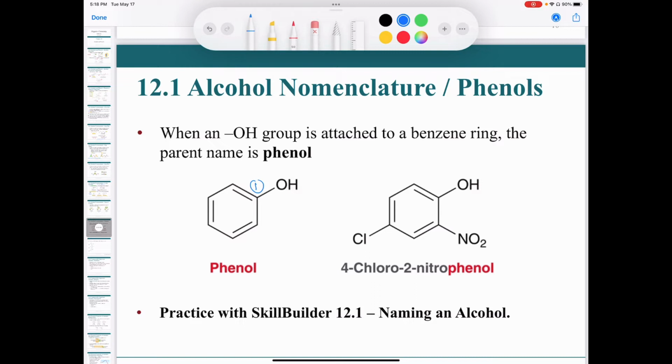If you take a look at the carbon that the hydroxyl is attached to in this compound here, the reason we start numbering in a clockwise fashion is because we give the nitro a 2 as a locant, and we give the chloro a 4 as a locant. If we were to go in the reverse direction, 1, 2, 3, 4, then we'd have our substituents at 4 and 6. And we want to give the first substituent the lowest possible number. A 2 is lower than a 4, and therefore the numbers that I have in blue are the correct numbers, and the ones that I'm erasing right now are wrong.